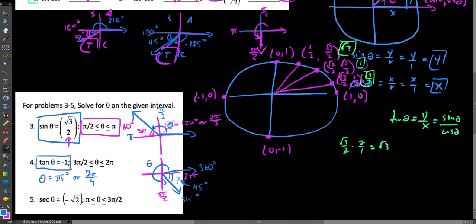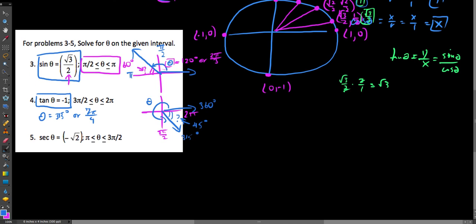And then just for this last one here, let's check out what this angle would have to be if we took the secant of it and got negative root 2. What we're told is this angle terminates in the third quadrant, between pi and 3 pi halves. So here's pi, here's 3 pi halves. We know our angle is somewhere between 180 and 270, and it looks like this.